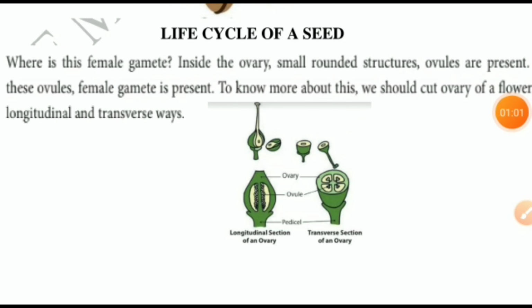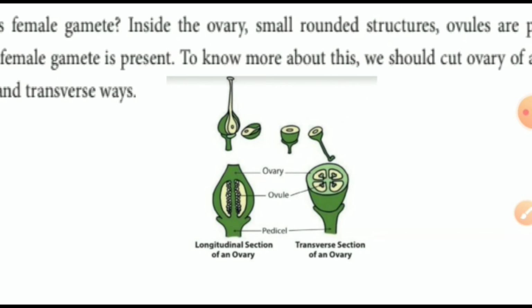What is the main difference between LS and TS of an ovary? LS means longitudinal section. TS means transverse section. In the longitudinal section of an ovary, the seed is capable of producing new plants. In the transverse section of an ovary, the seed cannot produce new plants. Okay.